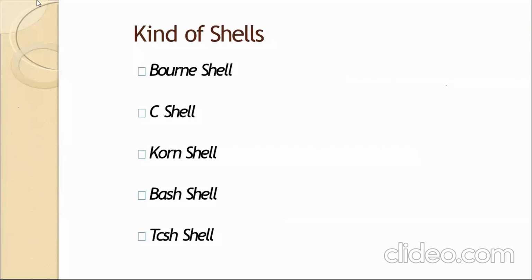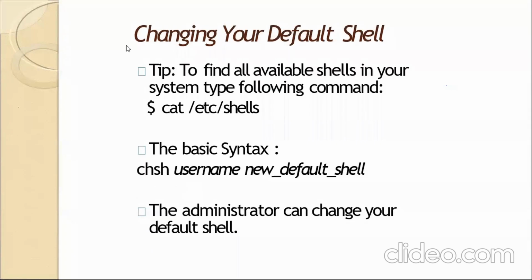Now, kinds of shells. There are 5 types of shell. Bourne shell is the default. Bourne shell, C shell, Korn shell, bash shell, and the last one is the TC shell, tcsh. So these are the 5 types of shell. In Ubuntu 19.04, which we are using in the college, we have the Bourne shell. We can find which shell you are executing. Then the C shell, Korn shell, bash shell, and tcsh shell are also there.